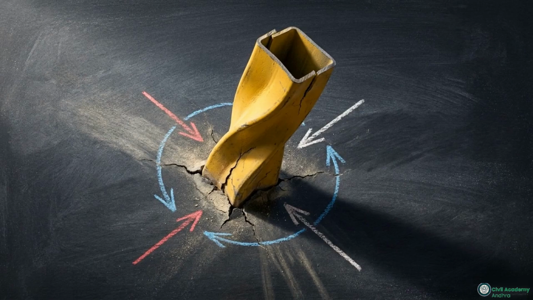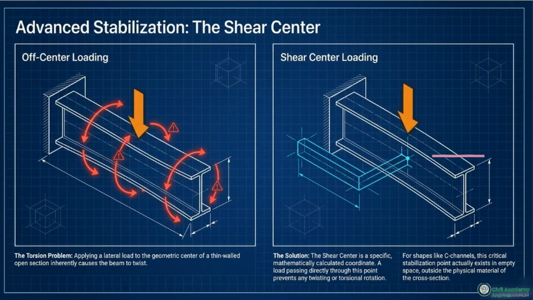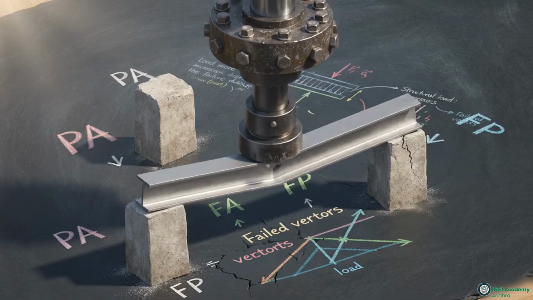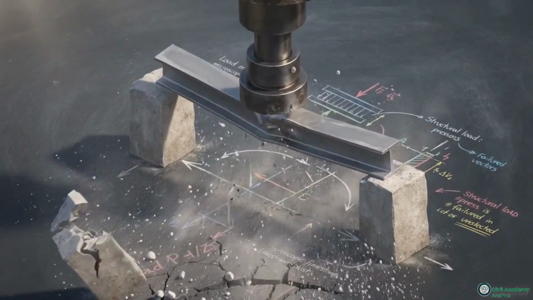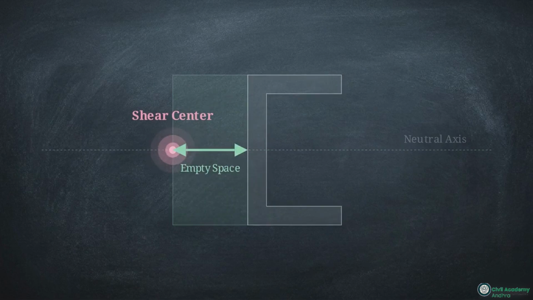The internal shear flow in thin-walled open sections makes them highly susceptible to twisting. Loading the geometric center of a C-channel creates internal torque from shear flow, causing torsional rotation despite a purely vertical load. To prevent twisting, the load must pass through a specific coordinate called the shear center, which neutralizes the internal torque during deflection. Failure to account for this can result in sudden twisting instability and lateral buckling of the structural member. For sections like the C-channel, the shear center is a critical point of stabilization that often exists in empty space, entirely outside the physical material of the beam.